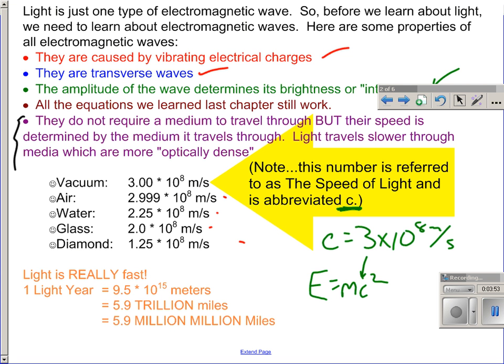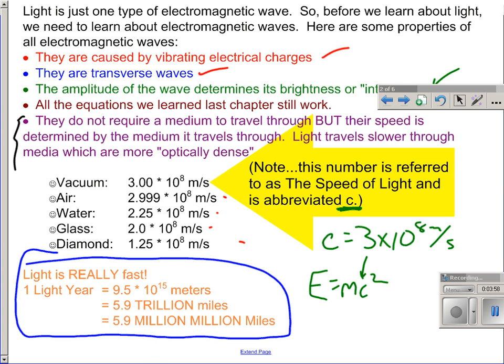All right. Also worth noting is this. Light is really fast, okay? Like I said, it travels 300 million meters in a second. In 1 year, light will travel 9.5 times 10 to the 15th meters. That's 5.9 trillion miles. The main reason I comment on this is a light year isn't an amount of time, it's a distance. A light year is the distance that light travels in 1 year. Okay? That's one of those things that doesn't really fit well into any section of the notes, so I put it here.